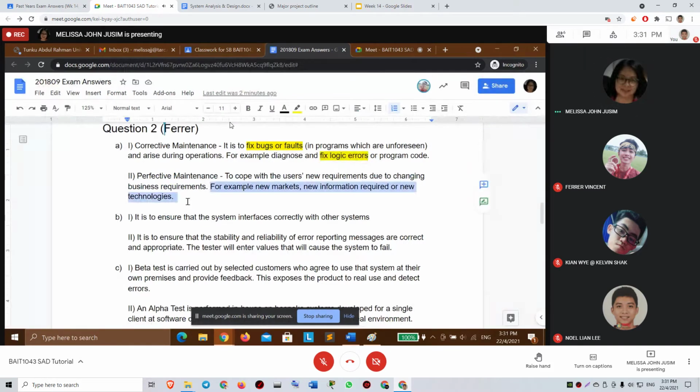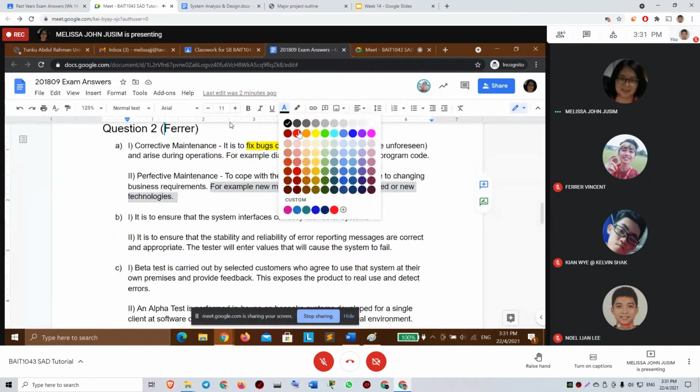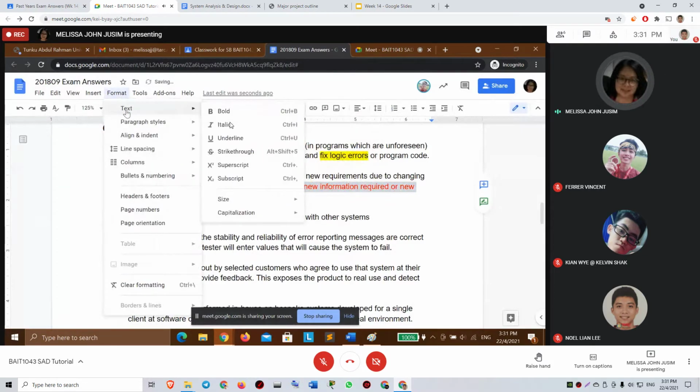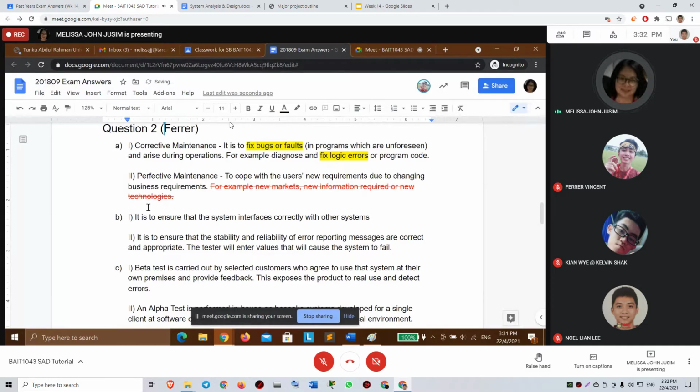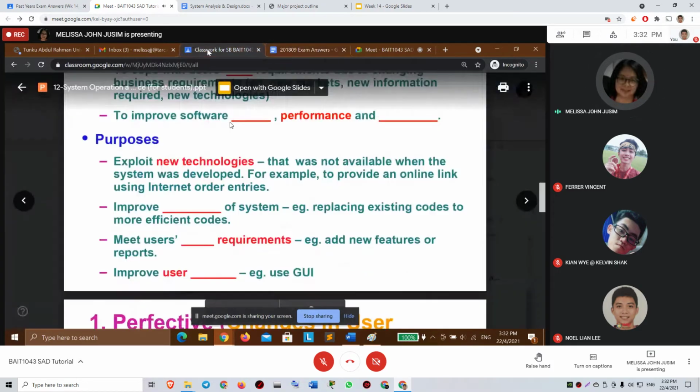Ini salah lah. Okay. That is not an example of perfective maintenance. It can be, for example, okay, improve layout. Okay, next is what?